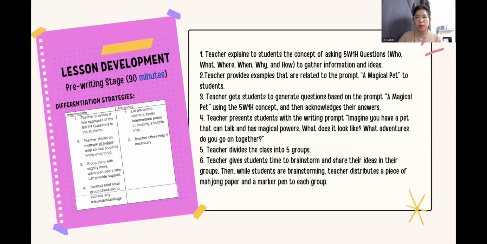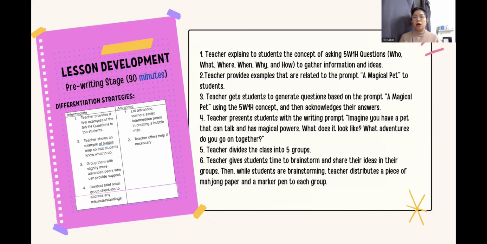Next, we'll be going into the lesson development, or we'll go into the pre-writing stage first. The pre-writing stage will be done in 30 minutes. So firstly, the teacher will explain to the students the concept of asking 5W1H questions, which include who, what, where, when, why, and how, to gather information and ideas. After that, the teacher will provide examples that are related to the prompt, a magical pet, to students.